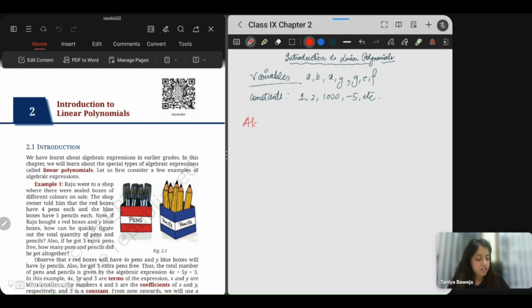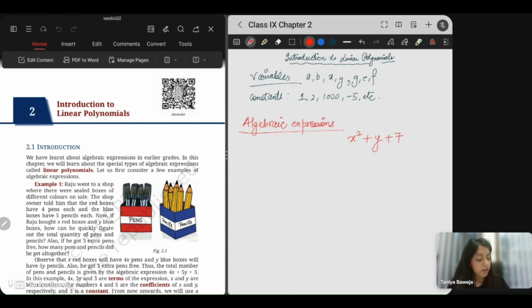So when we talk about algebraic expressions, it is a combination of variables and constants. Okay, variables and constants. For example, if we have x square plus y plus 7. So you have variables also, constants as well, with the help of mathematical operators. Be it a plus, be it a minus, be it a multiplication sign, be it division, whatsoever. So with the help of mathematical operators, when we combine variables and constants, we get algebraic expressions.